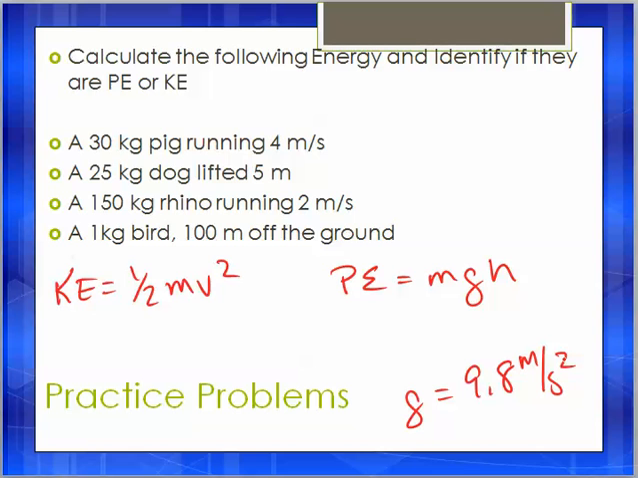So what you need to ask yourself: if this thing is moving, then it is kinetic energy. If this object is just simply being raised up off the ground, then it's going to have potential energy. Here's the key thing. If they're giving you velocity, it's kinetic. If there's no velocity, if they're giving you a height, then it's potential.